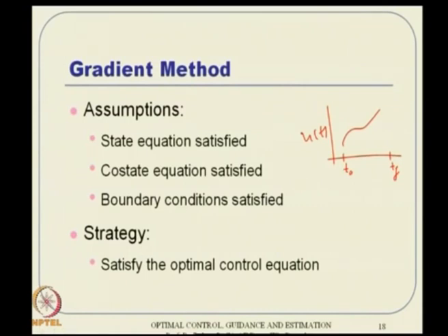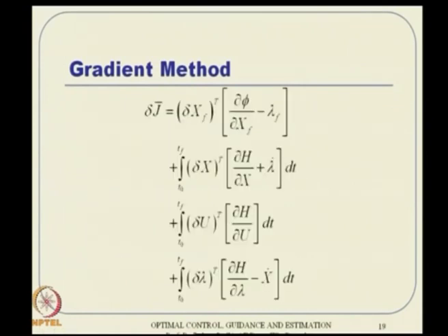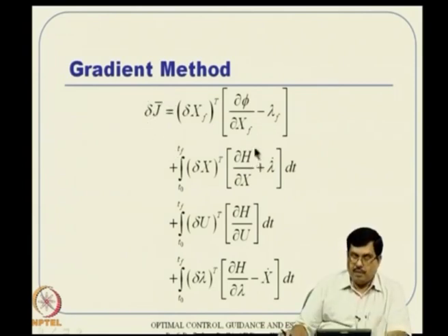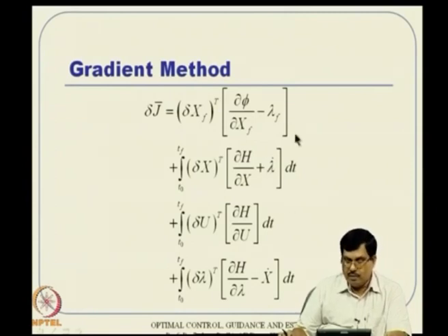Alright, so this is the procedure. Now, how do you do that basically? We can go back to our derivation in the last class and look at the first variation of J bar. The first variation of J bar is expressed in this form, and hence we get all the necessary conditions. We got lambda f equal to del phi by del x f from here, lambda dot equal to minus del H by del x from here, del H by del u equal to 0 here, and x dot equal to del H by del lambda here. So this is our first variation of J bar.